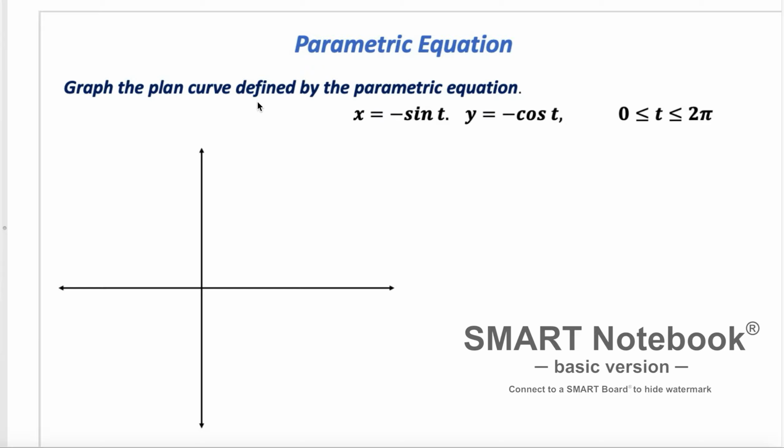Graph the plane curve defined by the parametric equation x equals minus sine t, y equals minus cosine t, and t is in the closed interval from 0 to 2 pi.